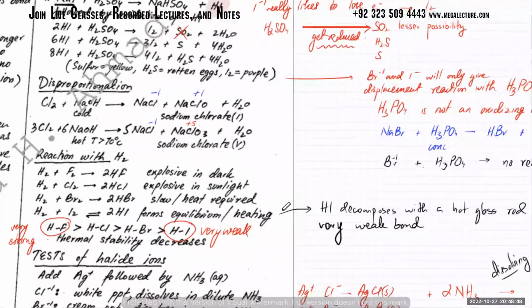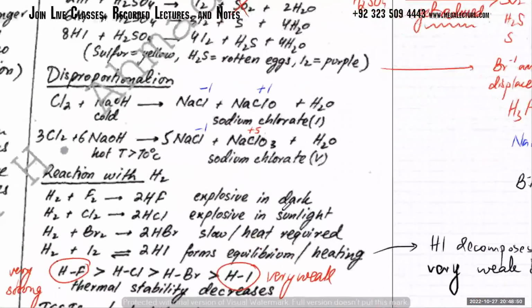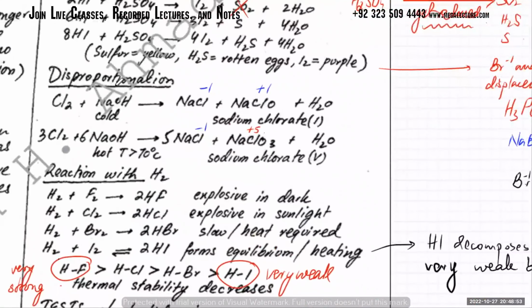The questions will be the same, we'll finish this quickly, okay? This whole chapter, there's a disproportionation reaction, which is when an element gets oxidized and reduced at the same time. For example, Cl2 turning into Cl minus 1 NaCl. So you need to remember these two equations.